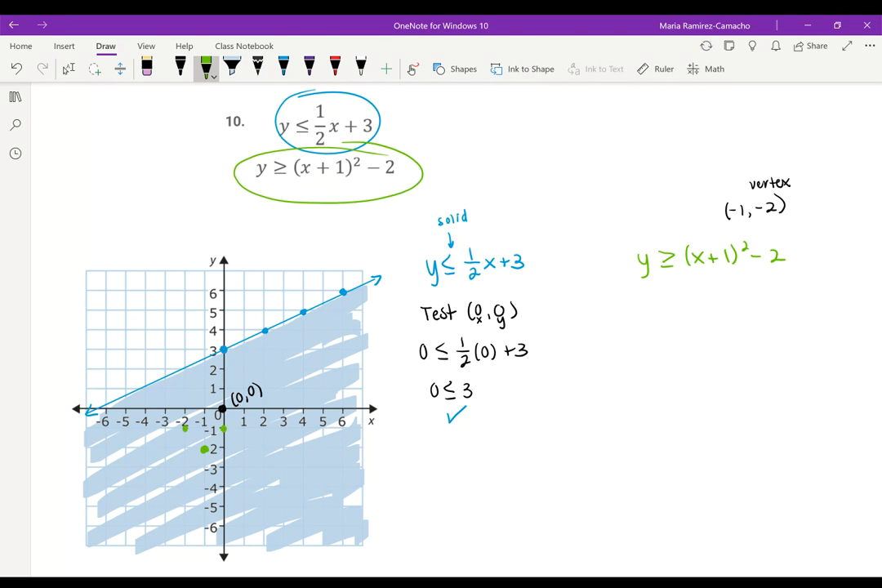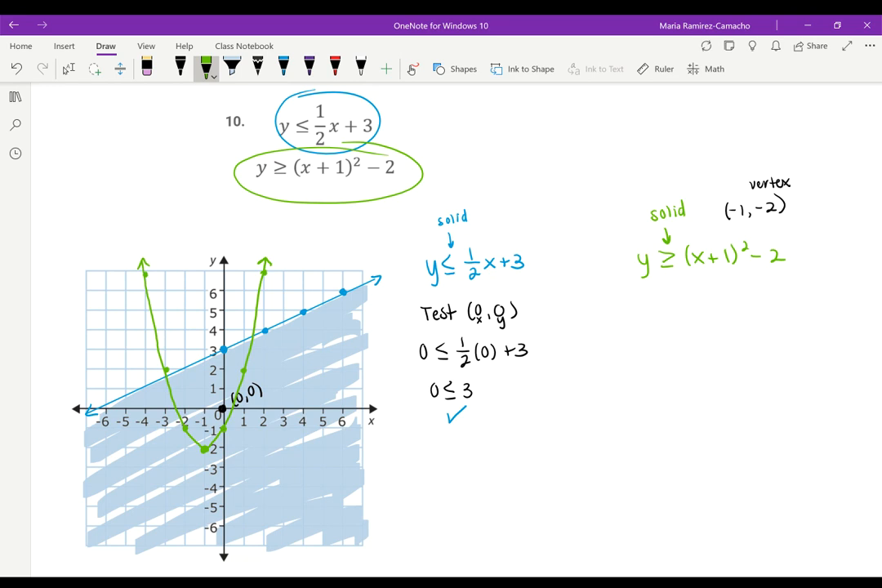Okay, plug in some more x values if you'd like to get some more points on this parabola. And then this is also going to be a solid boundary because of the greater than or equal to. Okay, so this is going to look like this.